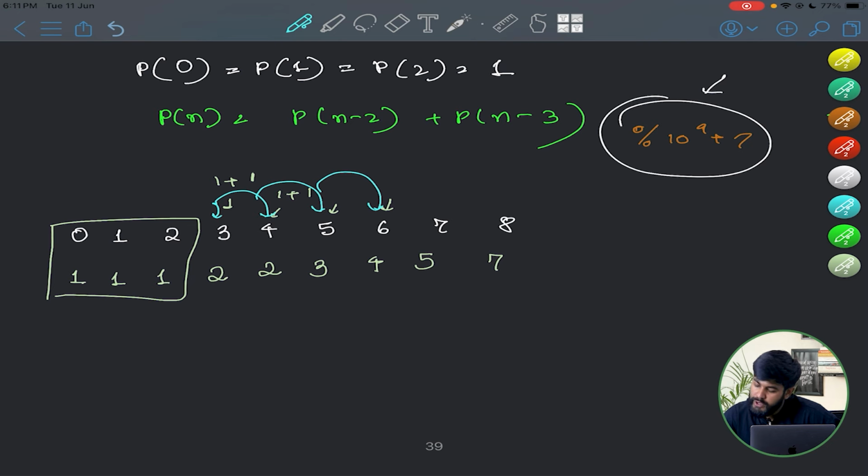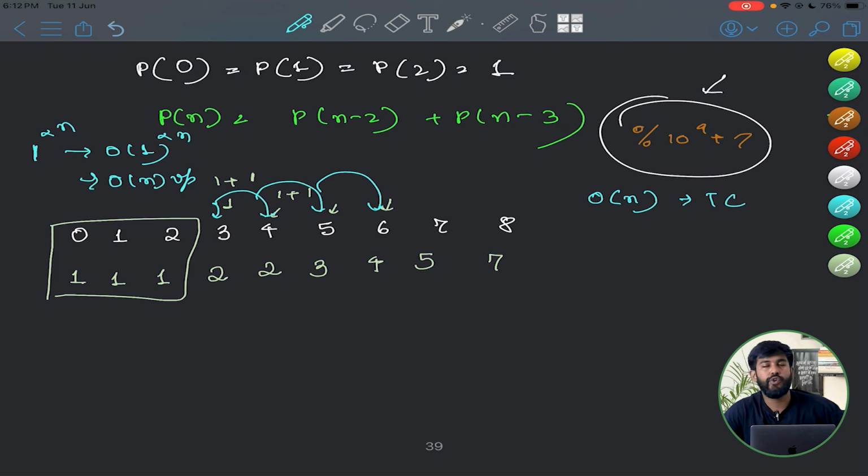If you solve the problem like this, the time complexity would be big O of n, because at each point we are just finding the index and doing addition. Finding an index in an array is a constant operation, and doing addition is also a constant arithmetic operation. So for calculating one value we are doing a constant operation, and for calculating n values we would be doing big O of n operations. So the time complexity turns out to be like this.